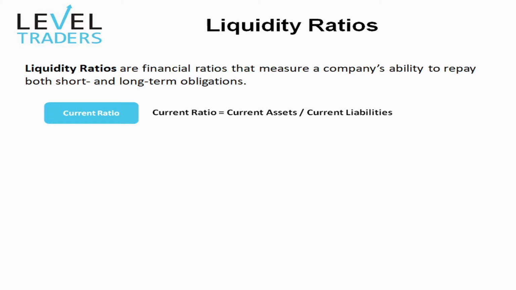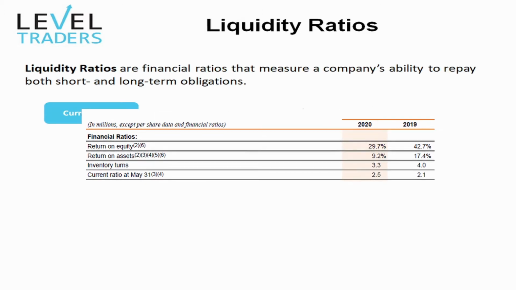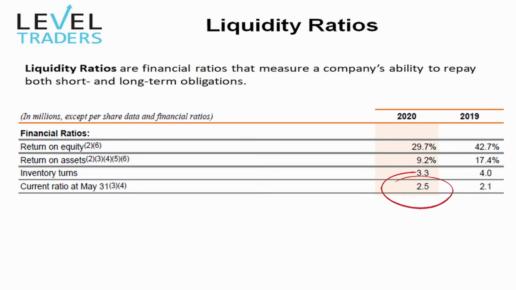I'm going to be using Nike as the example in this video, showing you how the calculations work using real numbers. And you can see some companies actually provide some of these ratios for you in their 10K or their annual reports. And Nike is one of those where it provides us with the current ratio, which you can see here.